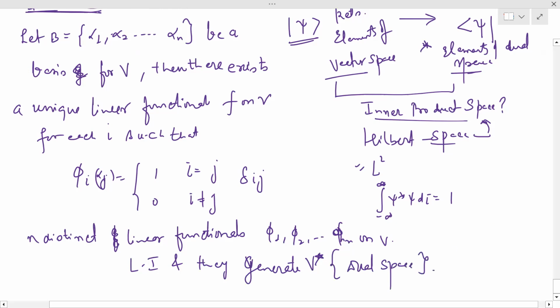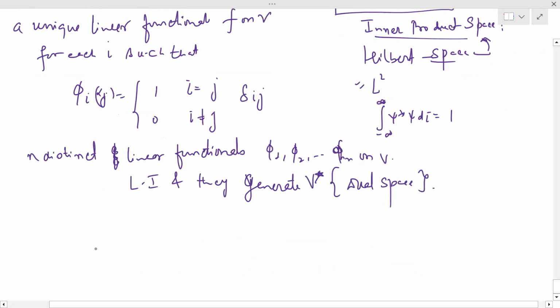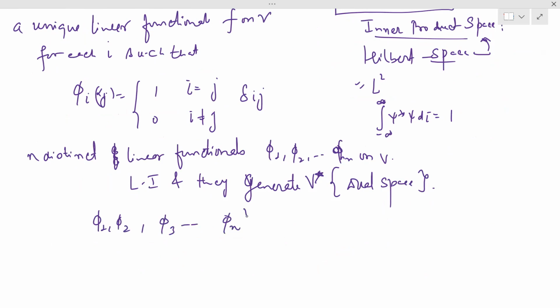So if they generate the space and they are linearly independent, then phi 1, phi 2, phi 3, ..., phi n form a basis for V star. What is V star? V star is your dual space. So these are the basis for your dual space. I'll talk on this at length, and I'll explain a few examples so that you are able to understand what I'm trying to explain.